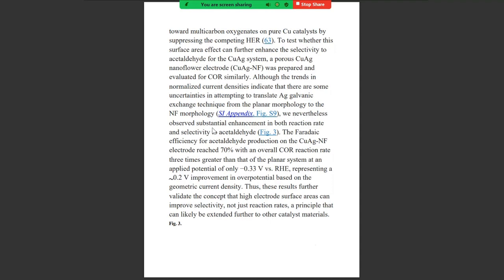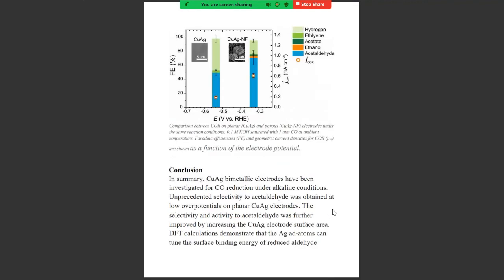we nevertheless observed substantial improvement in COR reaction rate and selectivity to acetaldehyde. The Faradaic efficiency for acetaldehyde production on the copper-silver nanoflower electrode reached 70%, with an overall COR reaction rate 3 times greater than that of the planar system at an applied potential of only minus 0.33 volt versus RHE, representing a 0.2 volt improvement in potential based on the geometric current density. Thus, these results further validate the concept that high electrode surface area can improve selectivity, not just reaction rate, a principle that can likely extend to other catalyst materials.